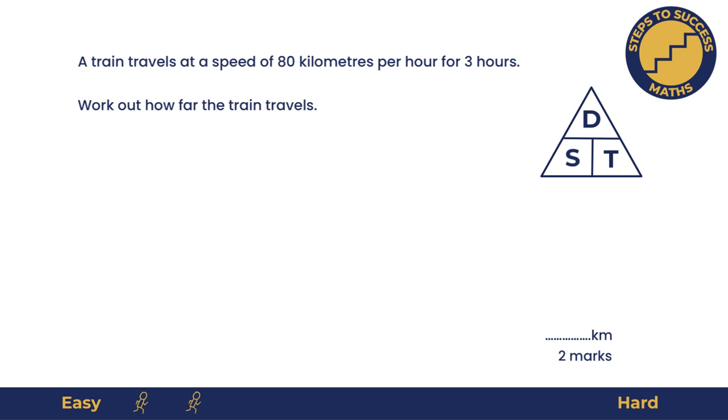A train travels at a speed of 80 kilometres per hour for 3 hours. Work out how far the train travels. So again, check your units. We want to end up with kilometres. We've got kilometres per hour and hours, so everything matches.